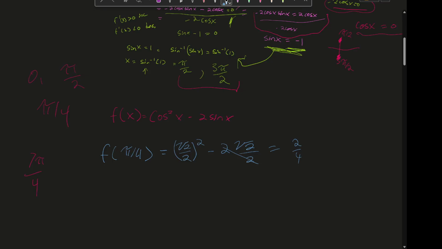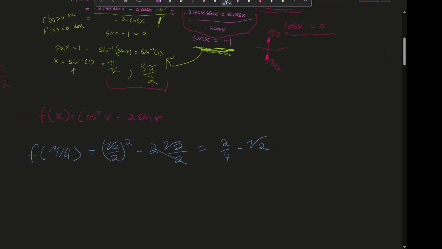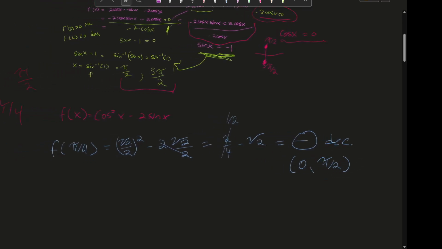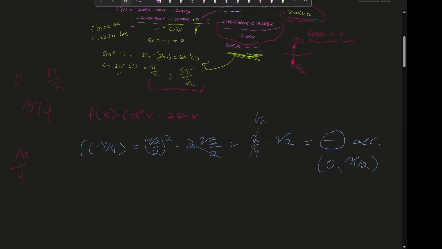2 over 4, yeah. 2 over 4 minus square root 2, I believe. Which is just 1/2 minus root 2, and root 2 is greater than 1, so you're coming out negative here. So it's decreasing on the interval 0 to pi over 2. And then test between your other critical point at 7 pi over 4.